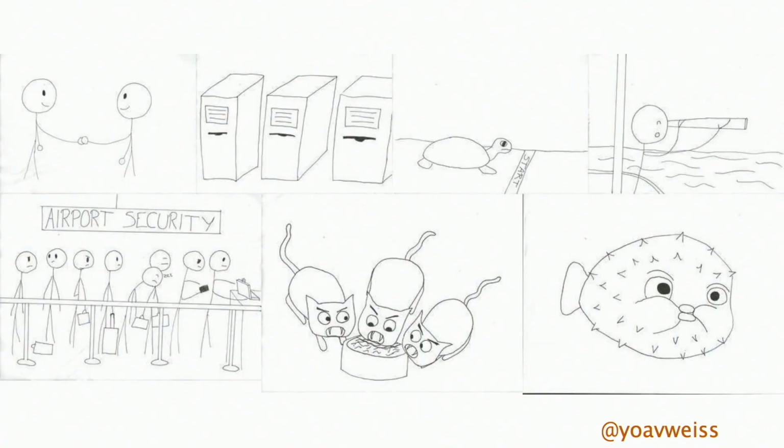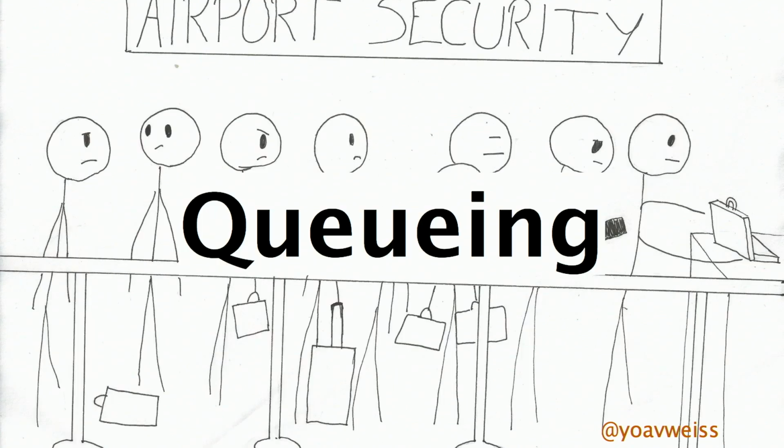So we have connection establishment, server-side processing, slow start, discovery, queuing, bandwidth contention, and finally bloat. And let's go over those issues one by one.